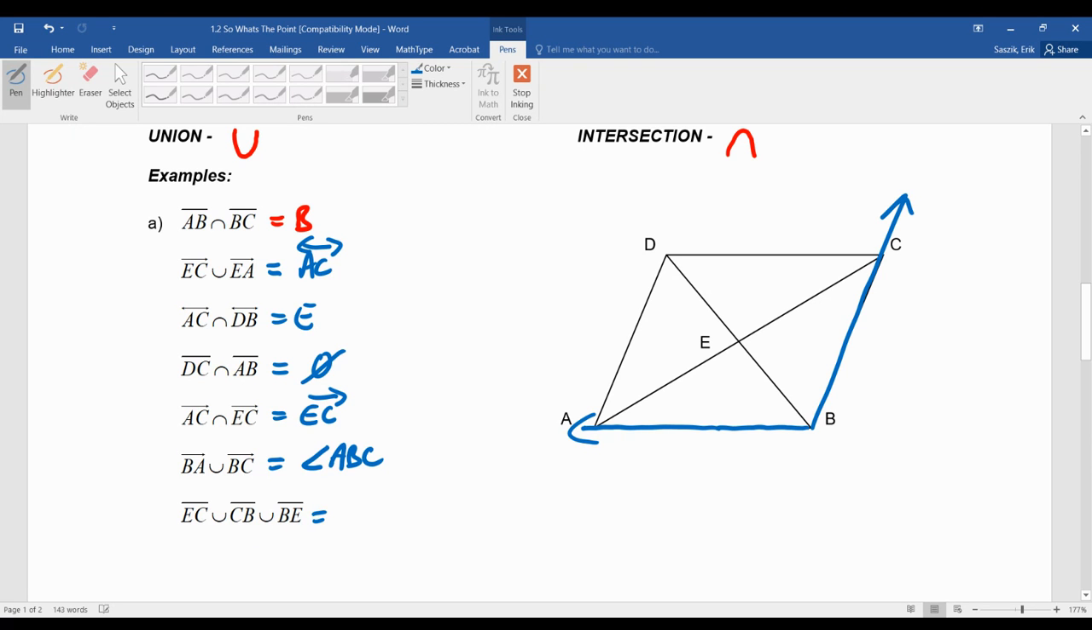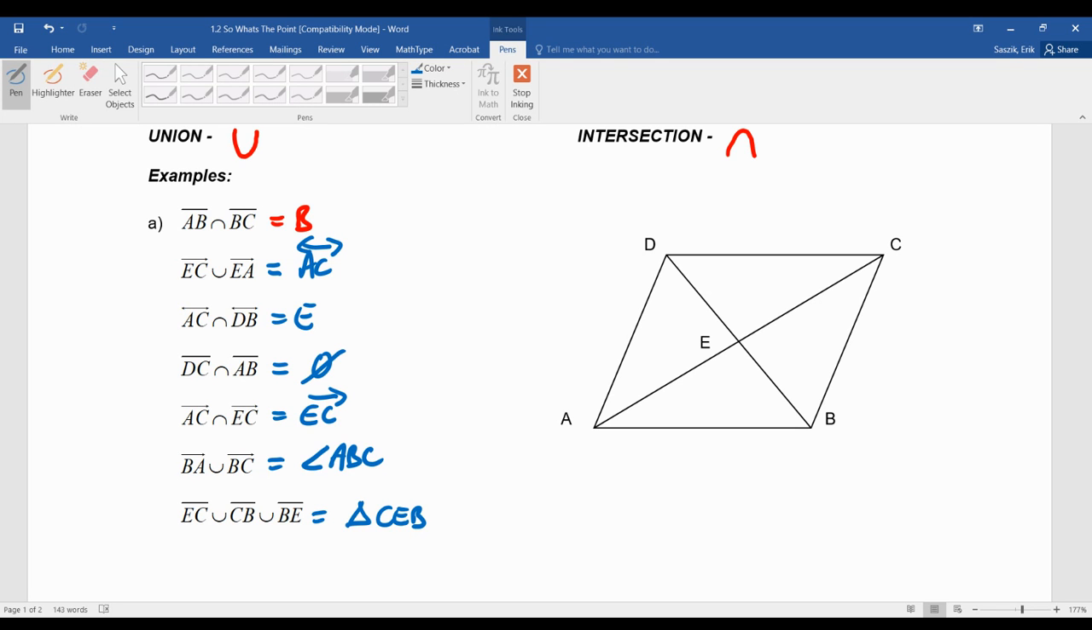And this last one, of course, is just going to form a triangle if you do the highlighting. Triangle CEB. How you name that doesn't matter. There's a bunch of ways to name that, CEB, BCE, it doesn't really matter. All right. So that's union and intersection.